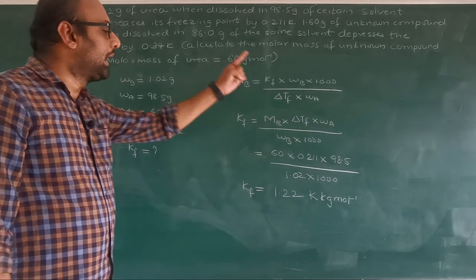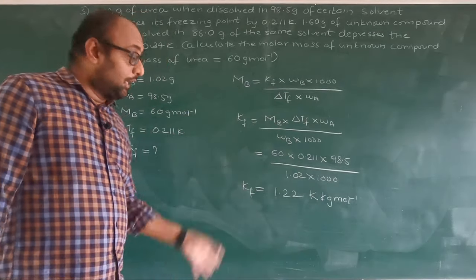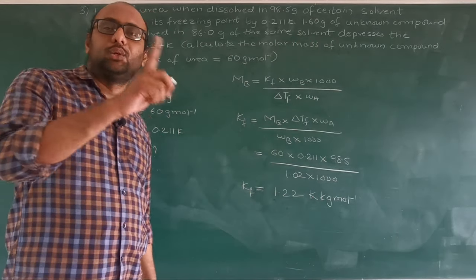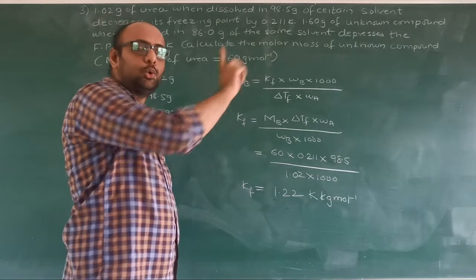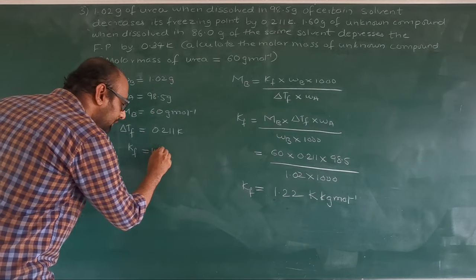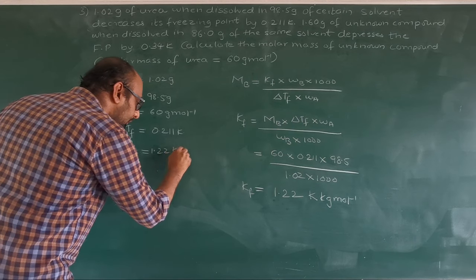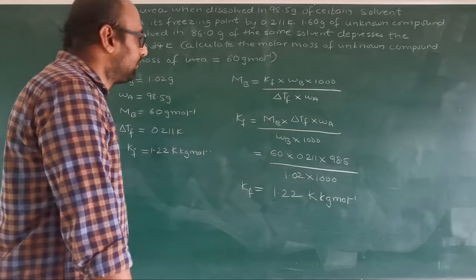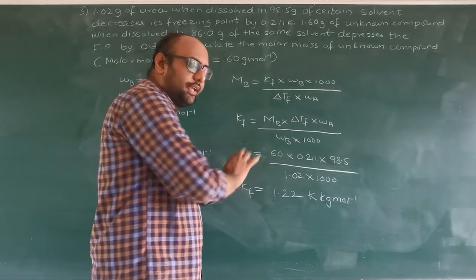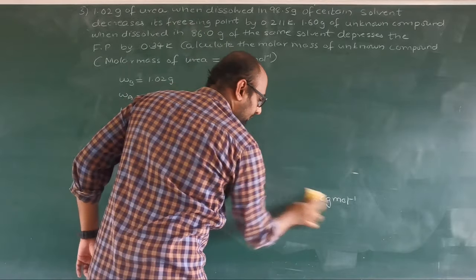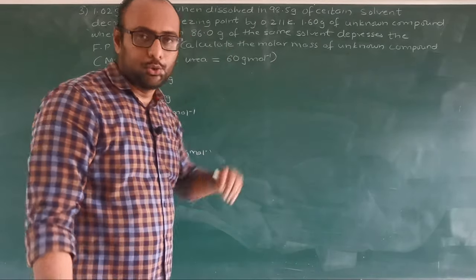So first you have to calculate the value of KF. Now you can use this value of KF for the second solution to calculate the molar mass of the second solute. Let me write this KF value here, that is 1.22 Kelvin kg per mole. Now moving forward, let us come to the second solution.